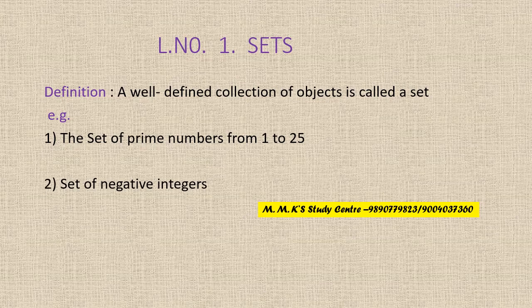Now we see example number 2. Set of negative integers. On the number line, on the right hand side we have all positive numbers, and on the left hand side we have all negative numbers. So your set of negative integers are minus 1, minus 2, minus 3, and so on to infinity. Again, this set is known by everyone. So this is an example of a set.